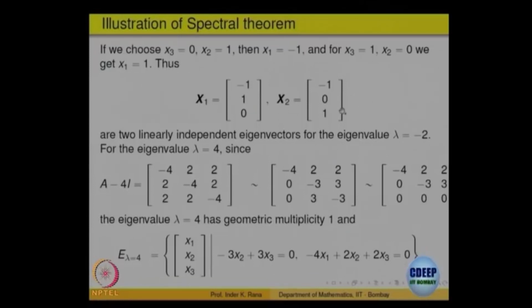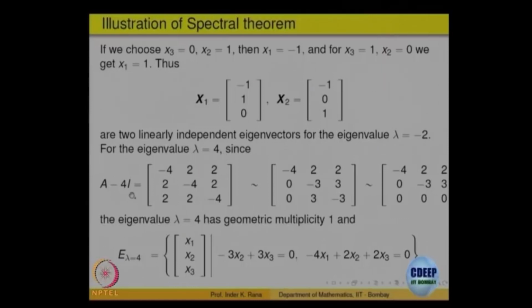The only problem is, if you take the dot product of these two, that is minus 1, 1, 0, 0. So, the dot product is not equal to 0. So, these are only linearly independent, but they are not orthogonal. So, we will orthogonalize them. Before that, let us find the eigenvector for lambda equal to 4.